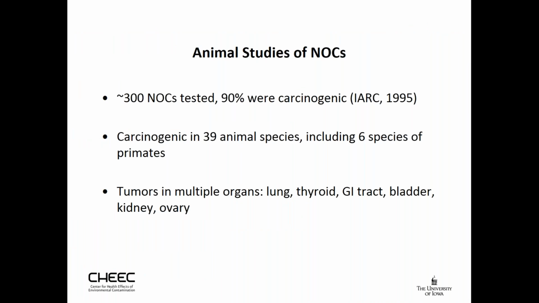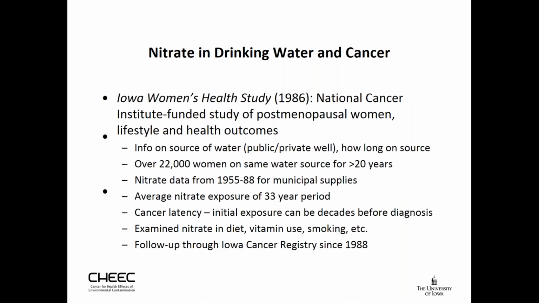Well, why are these nitrogen nitroso compounds of interest with respect to human health? We see in laboratory animal studies that of about 300 NOCs tested, 90% of them were carcinogenic, or cancer-causing. They were cancer-causing in 39 animal species, including 6 species of primates. And the tumors that developed in the animal studies are listed here, things like lung, thyroid, bladder, kidney, ovary. So this gives us a good indication that we need to look at NOCs, if possible, epidemiologically. And because nitrate is involved in the reduction to NOCs in the body, sources of nitrate for humans, including drinking water, are something that we're very interested in.